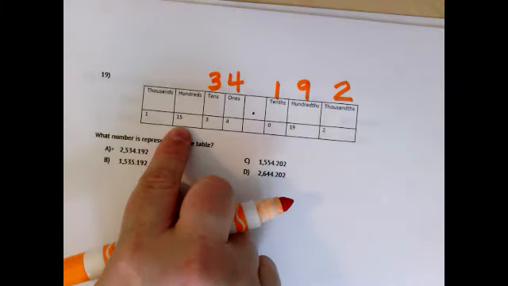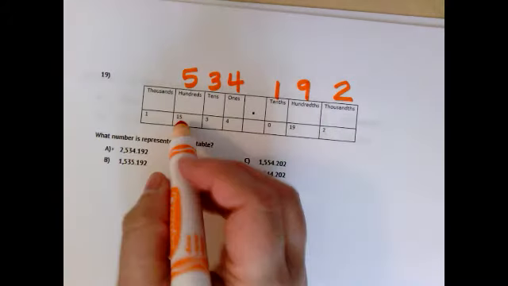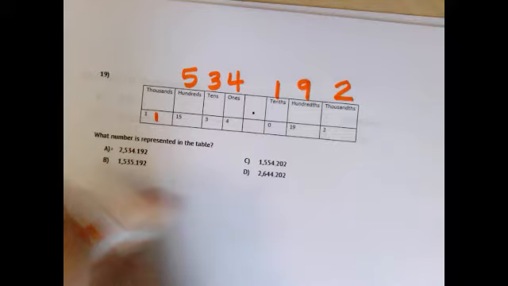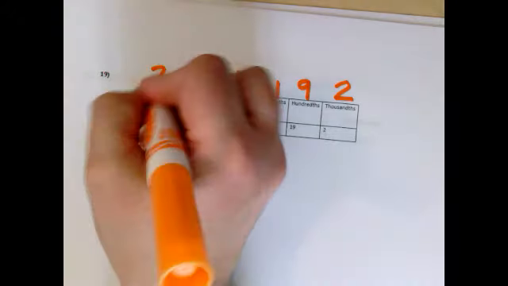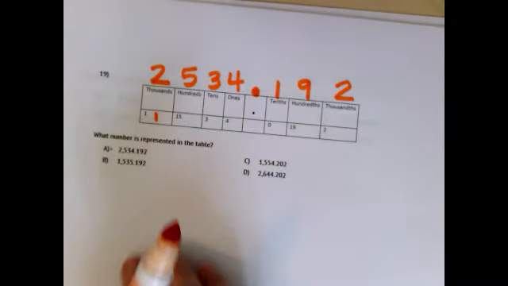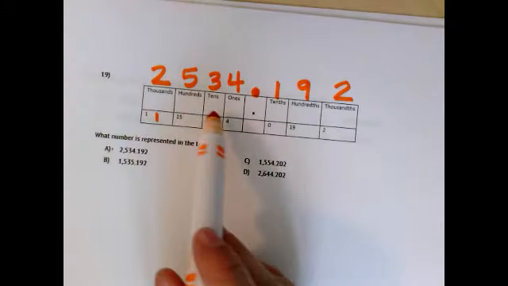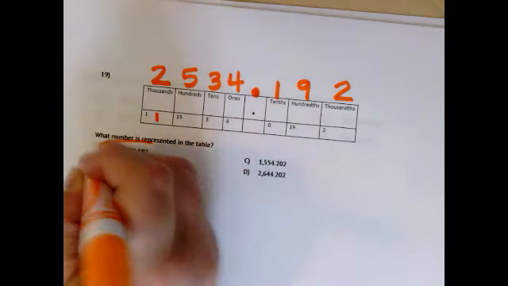It says I have 1,500s. Well, that really means that I have 500s and an 1,000. So I have an extra 1,000 here, so 1 plus 1 would be 2. So my final answer would be 2,534 and 192 thousandths, which was answer choice A.